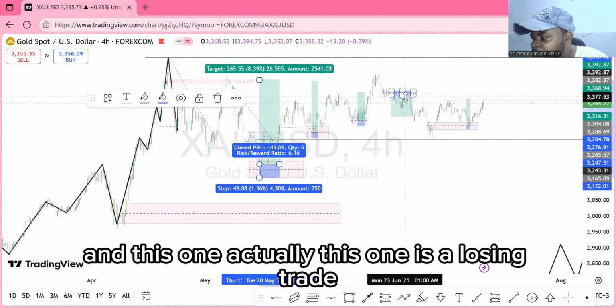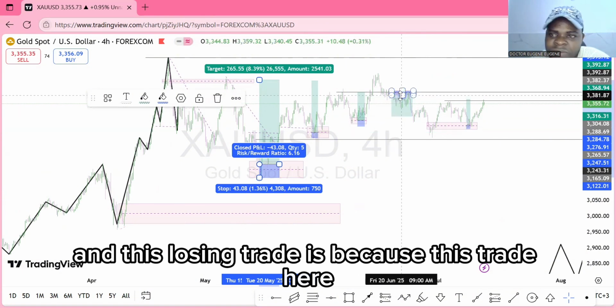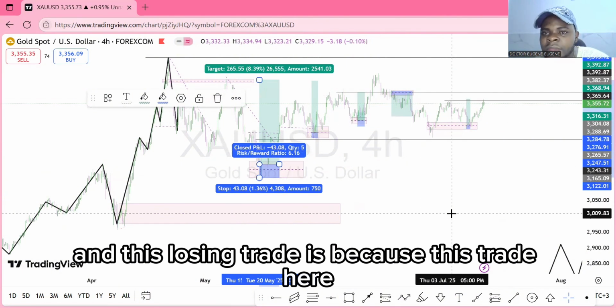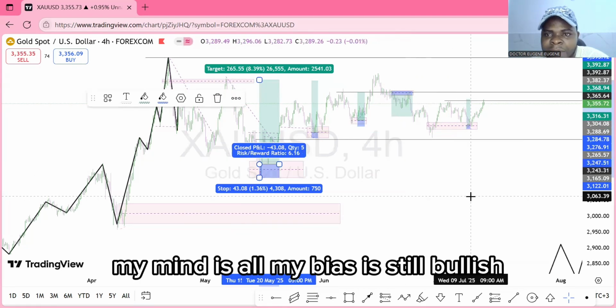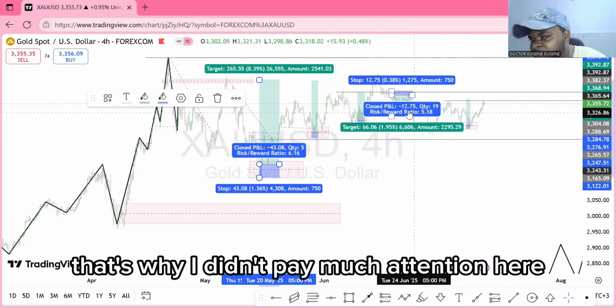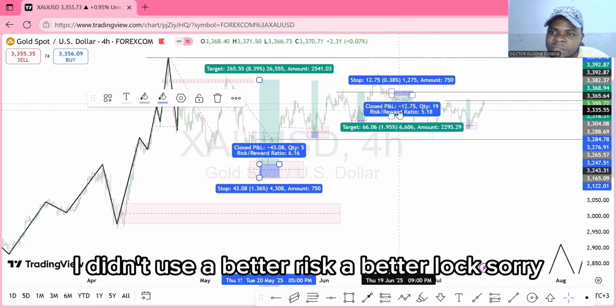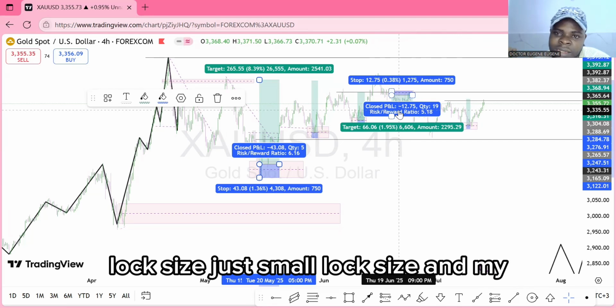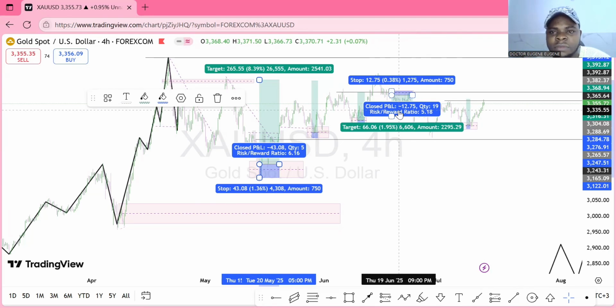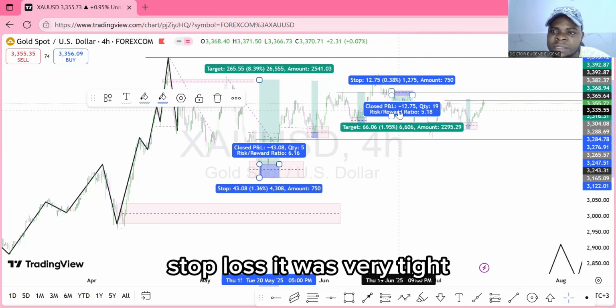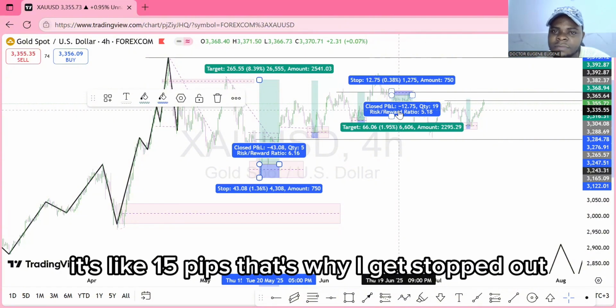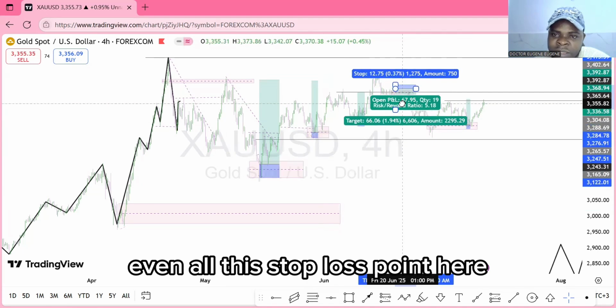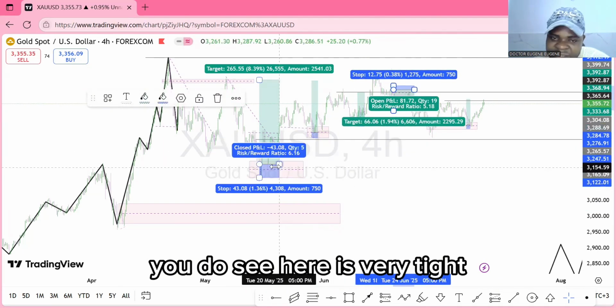Actually, this one is a losing trade, because my bias is still bullish. That's why I didn't pay much attention here. I didn't use a better risk or lot size, just a small lot size, and my stop loss was very tight, like 15 pips. That's why I got stopped out. Even all these stop loss points here are very tight.